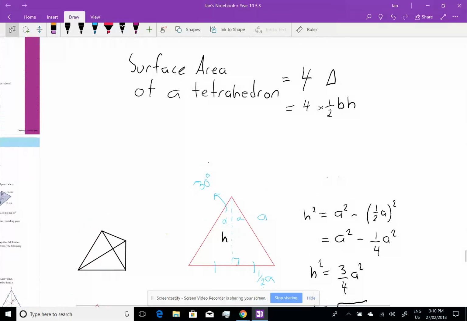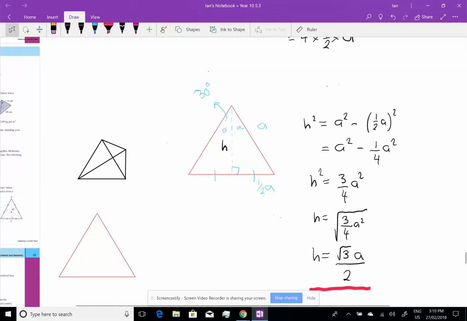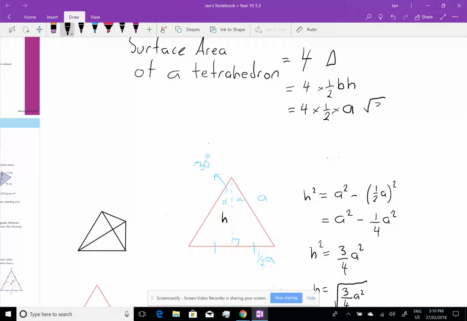So we go back up here, and we go to our formula, and we get 4 times a half times the base, well, the base is just A, and the height, well, we just worked that out, root 3 on 2 A. And here we get a little bit of luck because 2 times 2 will cancel with the 4. So our whole answer for the surface area is root 3, and the A times A gives us A squared. So there's your surface area of a tetrahedron.